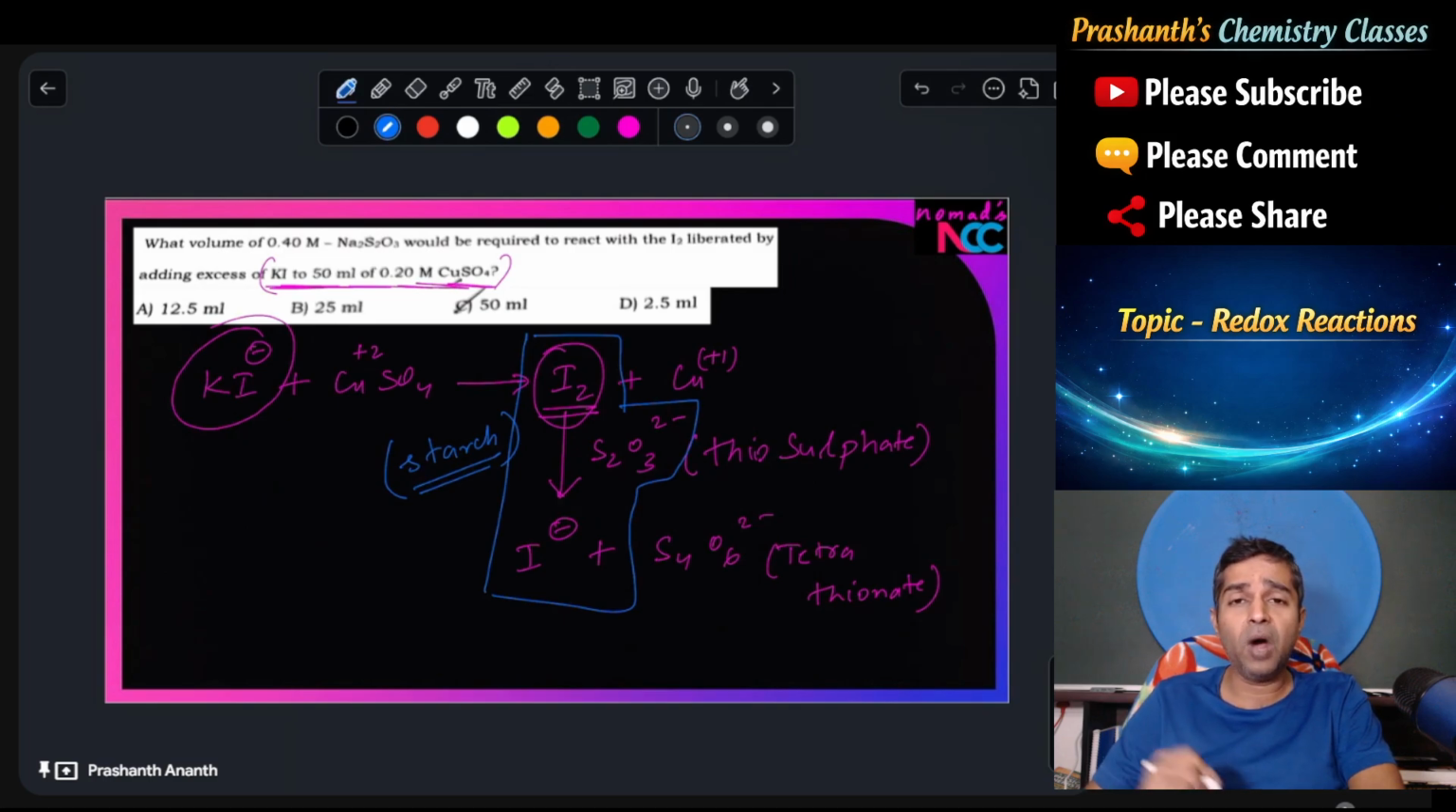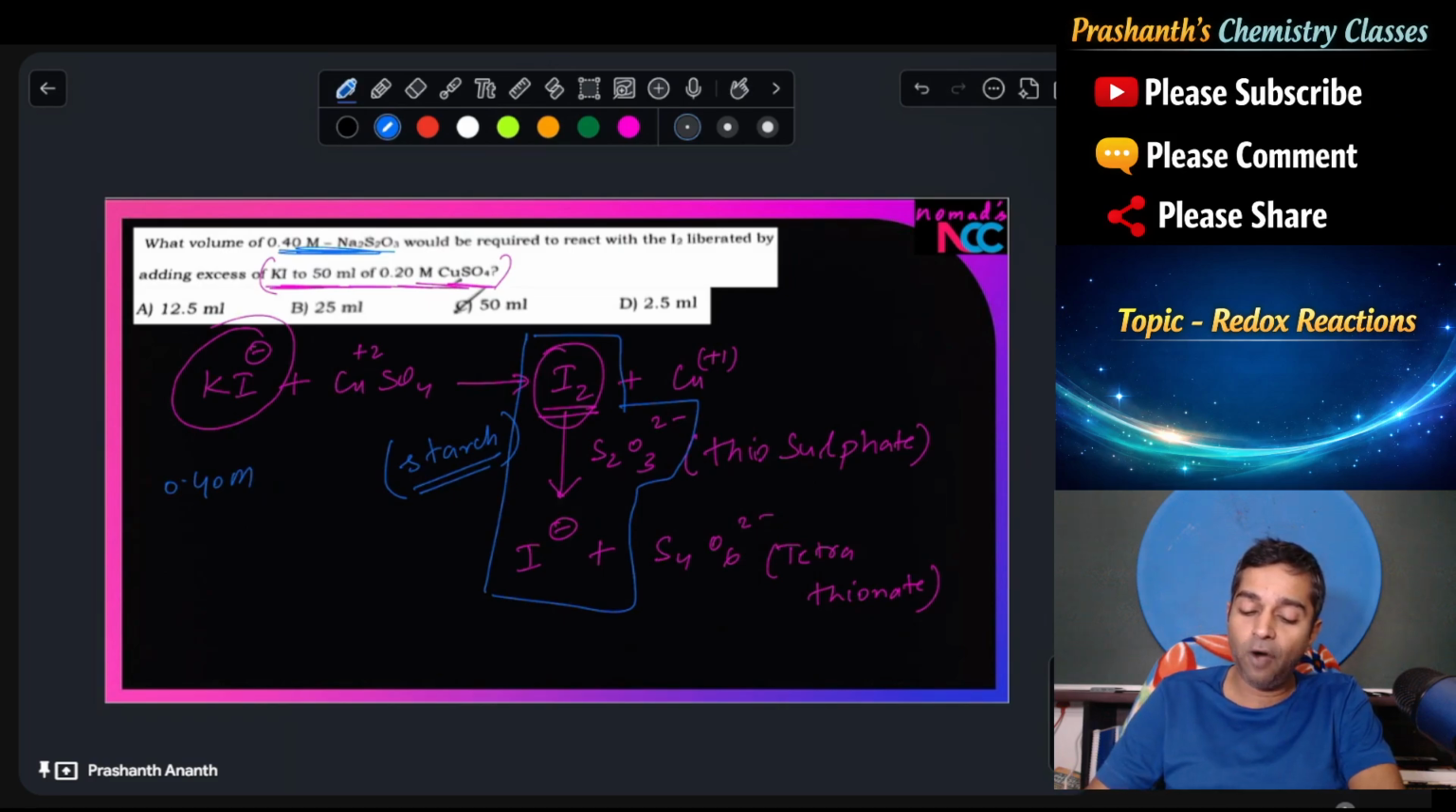Now, let us try to understand a little bit more about the n-factor aspect over here. In this particular case, copper 2+ is going to become copper +1, and at the same time the S2O3 2- also becomes S4O6 2-. They're asking us what amount of this would actually be required in the process. So let's try to understand that particular reaction. In this reaction, 0.4 molar Na2S2O3 is used, correct?